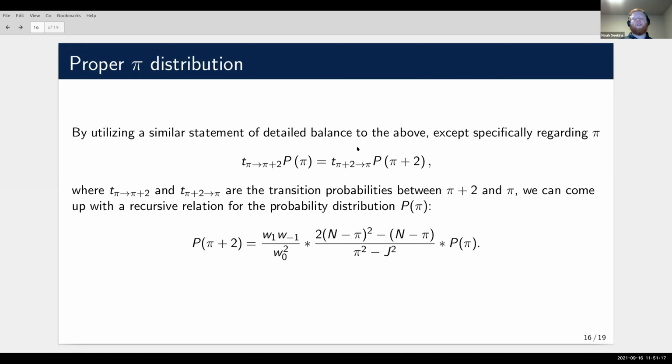Thus, if we utilize these transition probabilities, the chance of picking a rest particle or two rest particles multiplied by your weights, and the probability of picking two moving particles that are moving in opposite directions, along with your weights, we end up with this recursive relation for the probability distribution P of pi. We don't exactly know what this is. It's not a binomial distribution, but we haven't quite figured out an explicit formula. However, the recursive formula is good enough for implementation in the first case.